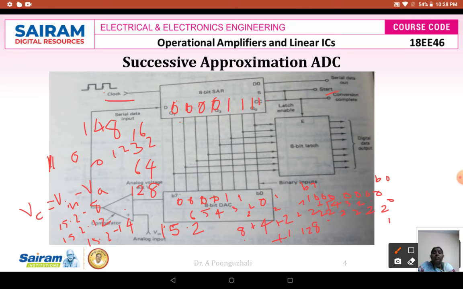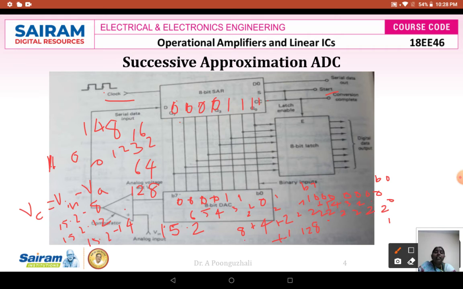Now 14 plus 1 is going to be 15. So 15 means it is almost near that of 15.2. So in that also the comparator output will be 1. When the comparator output is 1, you are going to have the bit as such and 8 clock pulses are over.